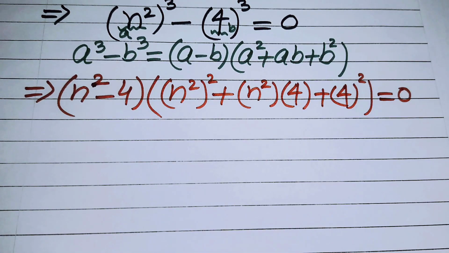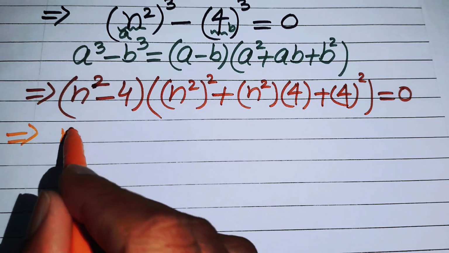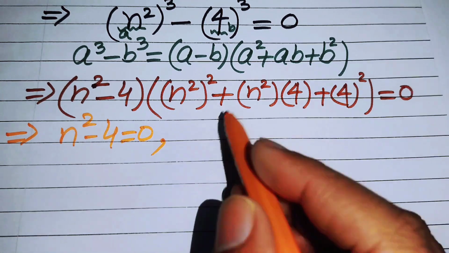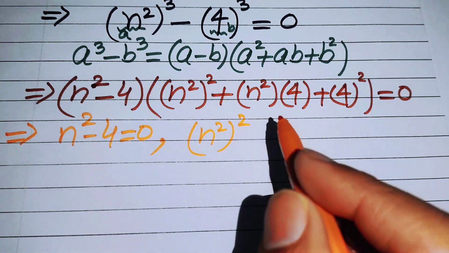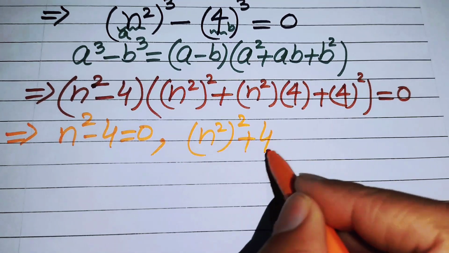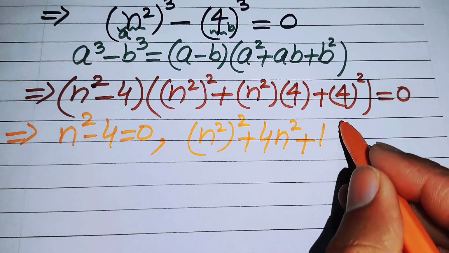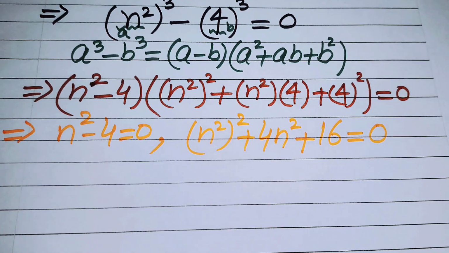After applying this formula we get our output in this form, and after this step we have two cases. Our first case is n squared minus 4 equals 0, and the other case is n squared and its whole squared plus 4 times n squared plus the square of 4 equals 16, and this whole equals 0. In order to find the roots of the given equation we need to solve these two equations.